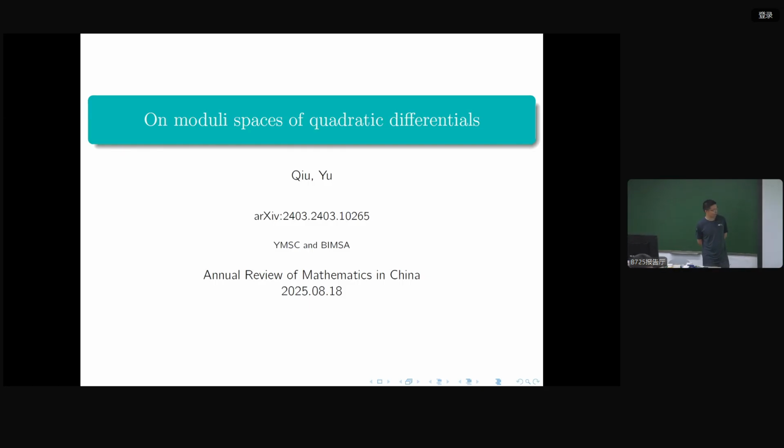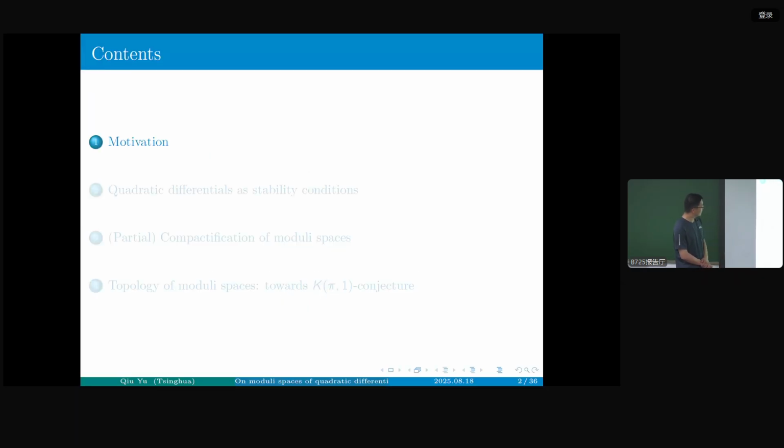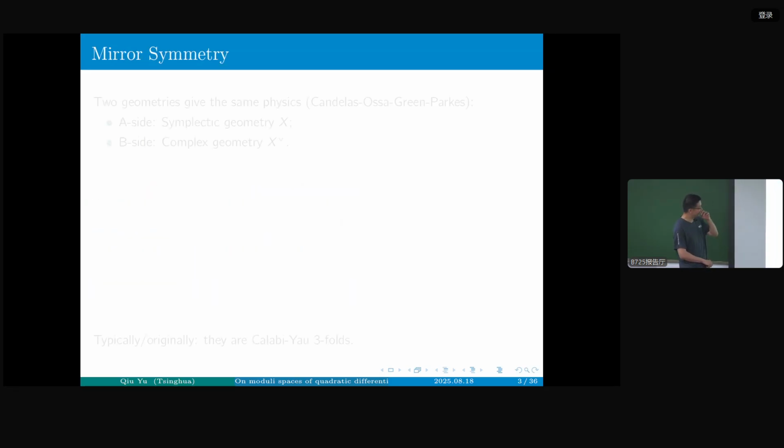So it's my great pleasure to give a talk here. This talk is based on this arXiv paper, and it's about the moduli space of quadratic differentials. First, let me mention some motivation. Since I was assigned to this algebraic geometry session, we have some motivation from this area, in particular mirror symmetry.